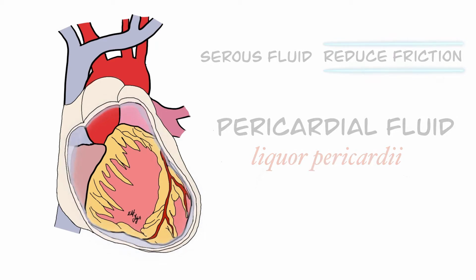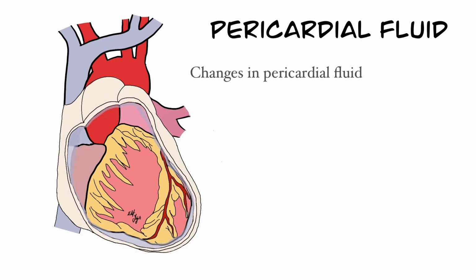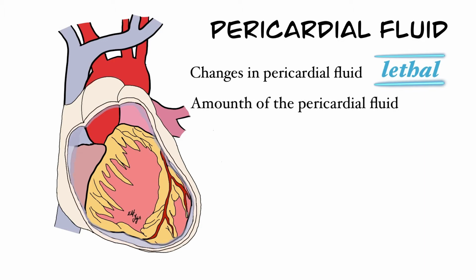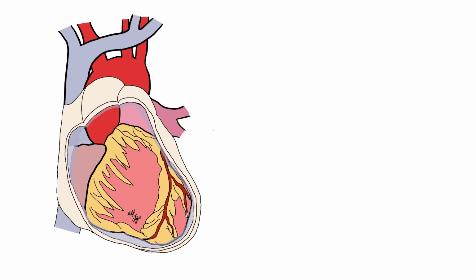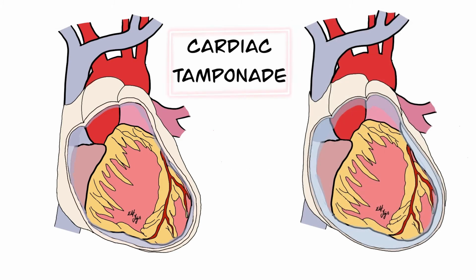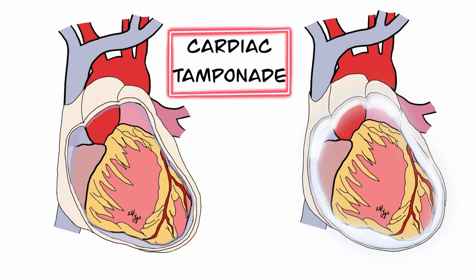Liquor means fluid. Changes that affect the volume of pericardial fluid can be lethal, so it is very important clinically and a preferred subject that is frequently asked in medical exams. The amount of pericardial fluid varies between approximately 20 to 50 milliliters. Even this small amount allows the heart to move freely during systole or diastole. In cases such as pericarditis, the volume of this fluid can increase to about 10 times. Cardiac movements become difficult, and cardiac tamponade may develop as a result of increased fluid pressure on the heart.